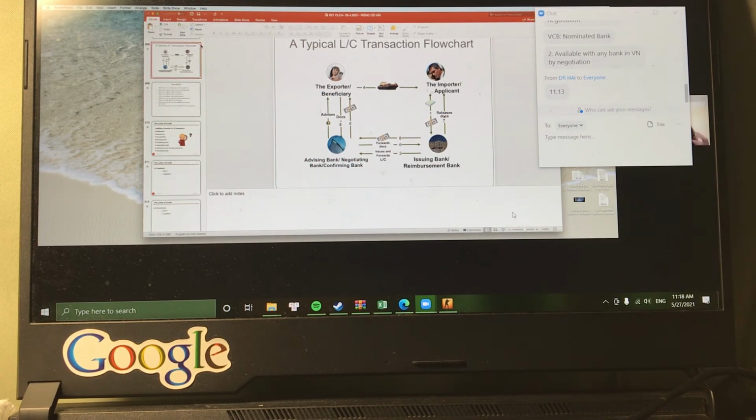ALC is just an agreement between the importer and the issuing bank. The importer asks the issuing bank to open an LC. That is ALC. The thing the advising bank needs is an LC, not ALC. ALC is the application form for LC. The issuing bank needs to issue the LC. That's why. What about step number 2?